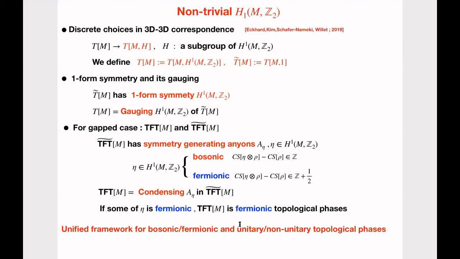Whether this so-called non-unitary topological phase actually corresponds to a gapless superconformal field theory. When you have a certain special boundary condition, the partition function of the superconformal field theory turns out to be a topological invariant. That's our observation. I'm not sure whether it is already known.